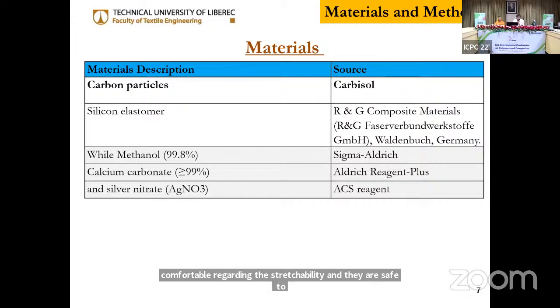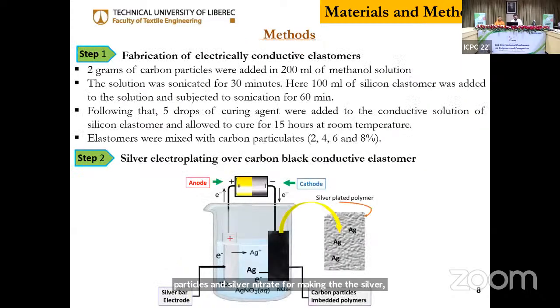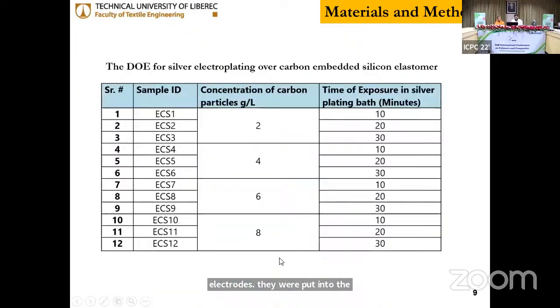The materials which we have used are silicone elastomer, carbon particles, and silver nitrate for making the silver electroplating over it. At first, we fabricated the conductive electrodes by imparting carbon particles in different concentrations into the silicone rubber. In the second step, after making these conductive electrodes, they were put into an electrochemical bath and silver plating was done over them. Here is the brief experimental design of our prepared electrodes with different concentrations of carbon particles and different electroplating times.